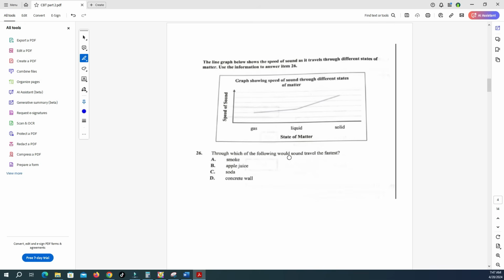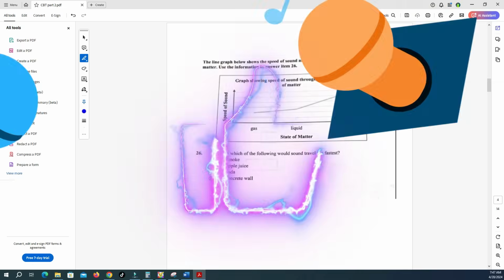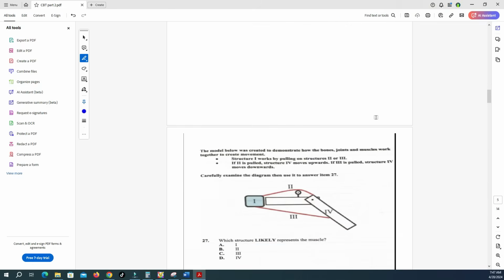So through which of the following would sound travel the fastest? This is saying solid. Solid is concrete, so I definitely know that this is D.